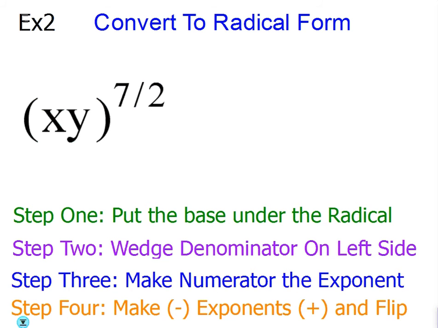All right, let's try this one together. So first of all, the base is going to be xy, okay? And then we have an exponent of 7/2. It's written a little bit differently. Remember, a fraction doesn't have to be written top and bottom, it can be written with a slash. So the first thing I'm going to do is take the base and put it under a radical.